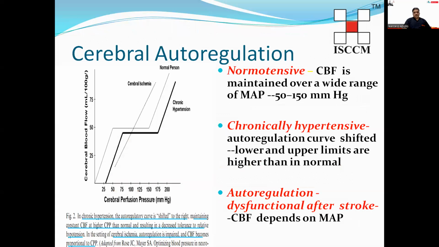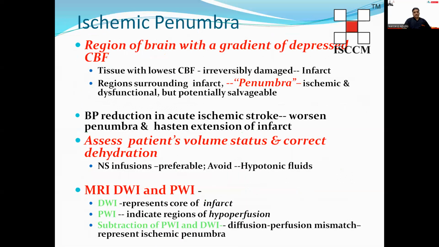This is auto-regulation. Already in previous sessions, the speakers have covered all this, so I will skip this one. In case of cerebral ischemia, auto-regulation is lost. So always remember to keep the mean arterial pressure at a higher level. So, coming to ischemic penumbra.